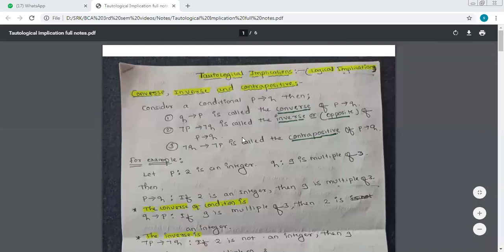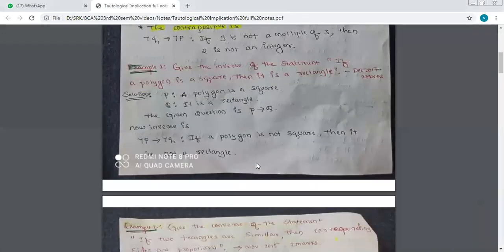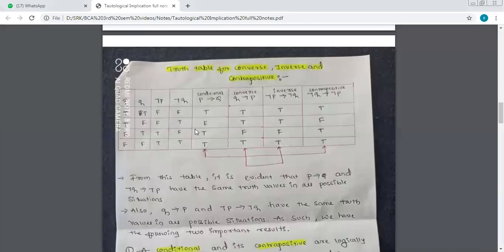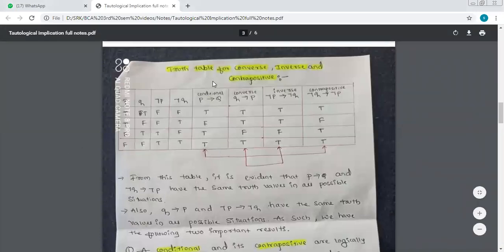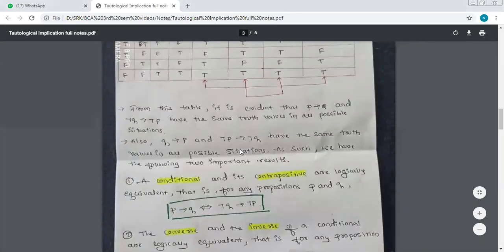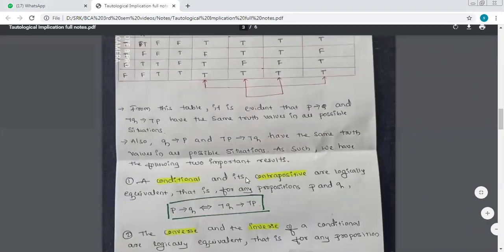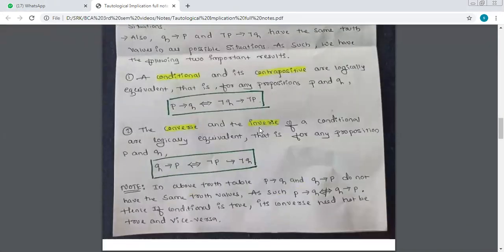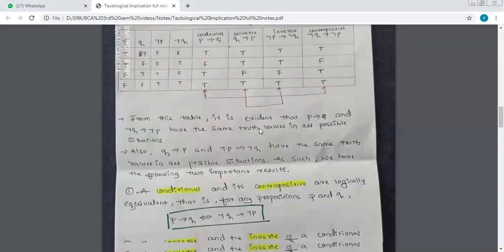Okay, so we saw the converse, inverse, and contrapositive. This is a very important concept, a definite 2-mark question. We also solved an example and the truth table of converse, inverse, and contrapositive. From the truth table we got two results: the conditional and contrapositive are logically equivalent, and the converse and inverse are logically equivalent. So this is what we saw yesterday.